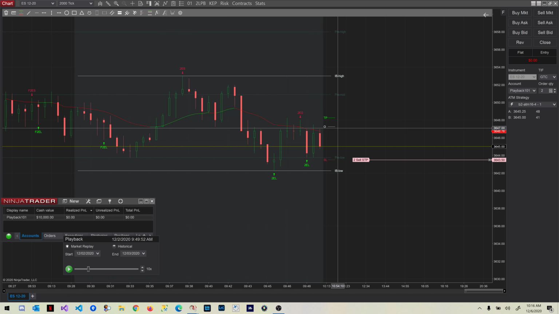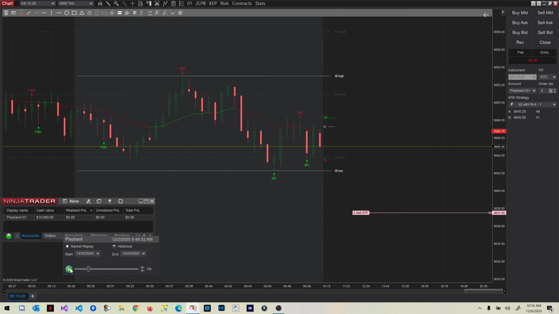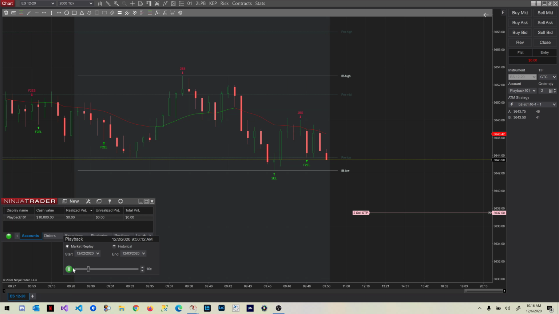Of course, it has to trigger first. So if it's not triggering, then I'm going to move it a little bit. Yeah, so that entry never triggered.